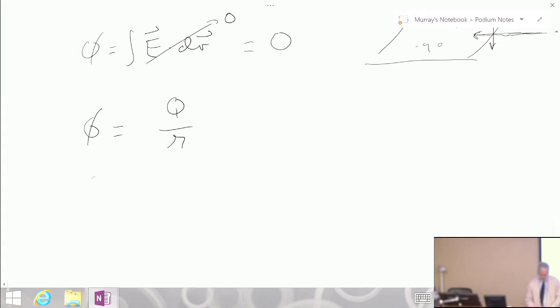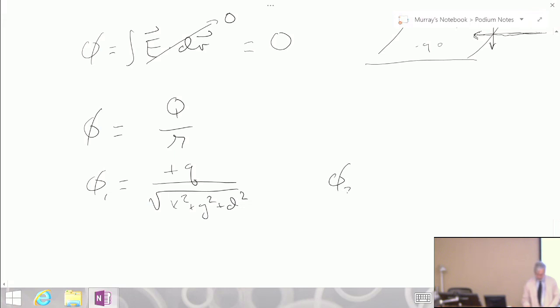So the first charge, phi 1, is going to be plus q over the distance from any point on the xy plane to that charge, which is then x squared plus y squared plus d squared. And then phi 2 will be minus q over the distance from the point on the xy plane to that other charge. Remember, we said those distances are the same. The charges are opposite, so when we add these together, we get 0.